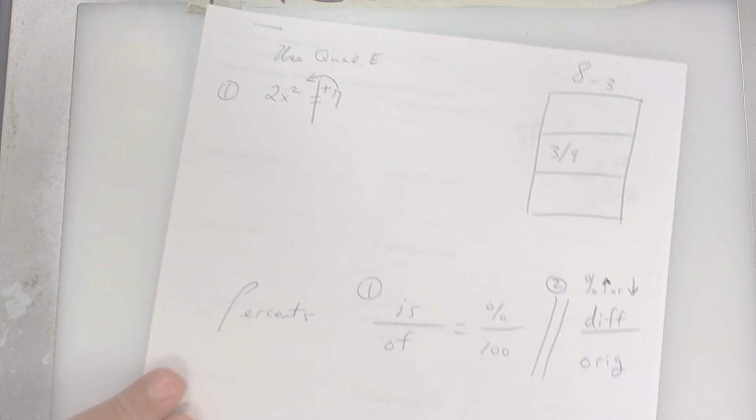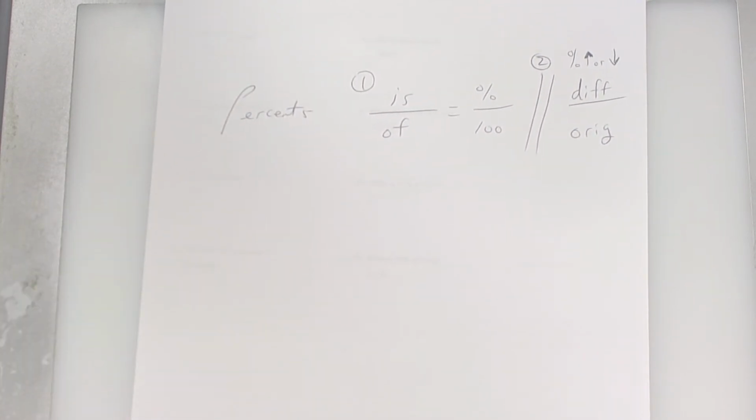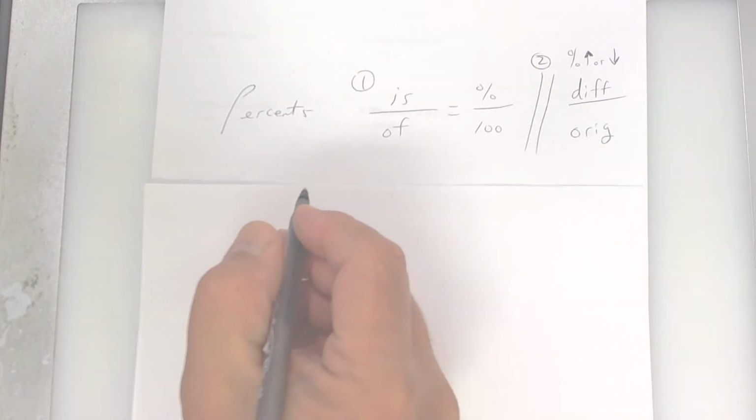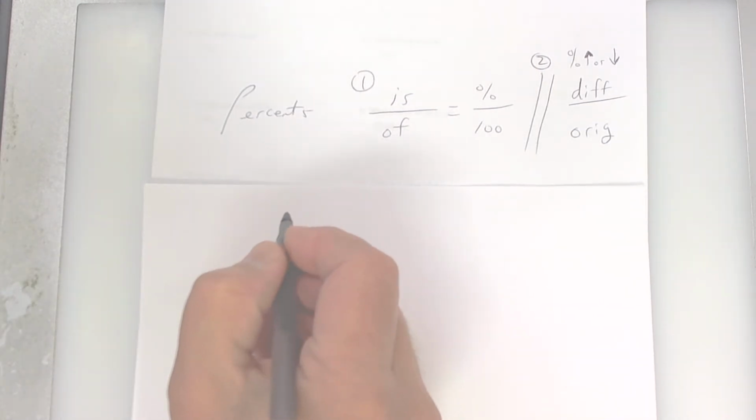Today we're going to start talking about percentages, and I think percentages are really important, and I think you need to know how to do them. For example, let's say one day you have stock that's valued at $20 a share.